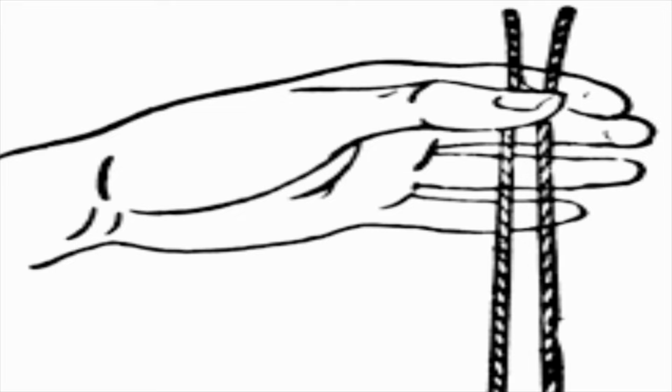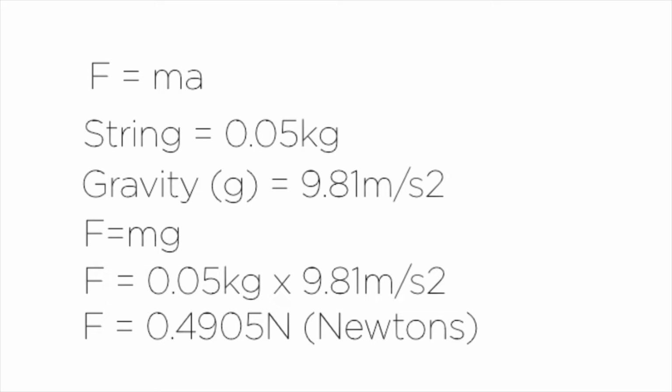The mass of the string, for now let's say it's 0.05 kilograms, and the acceleration is also gravity, which is 9.81 meters per second squared. Multiply 0.05 kilograms by 9.81 meters per second squared, and you'll get the force, which is in the unit newtons. So 0.4905 newtons as the force enacted on the string.